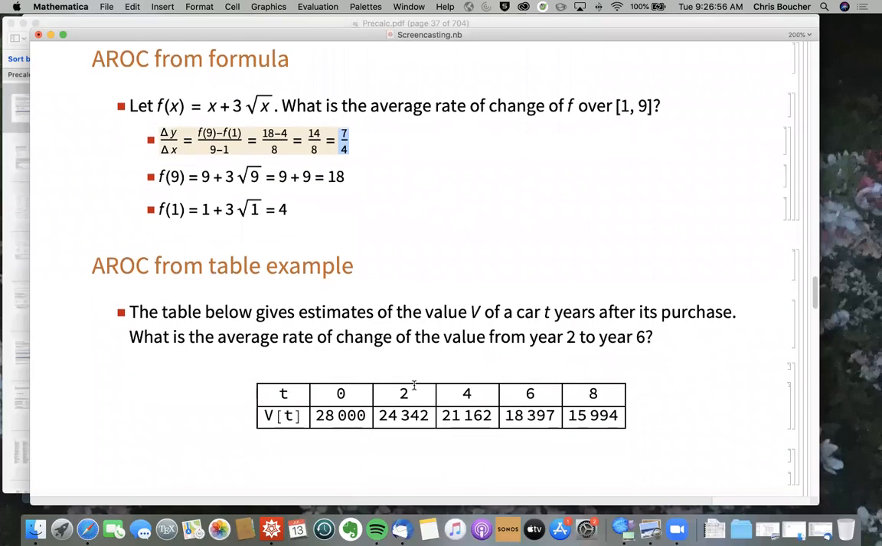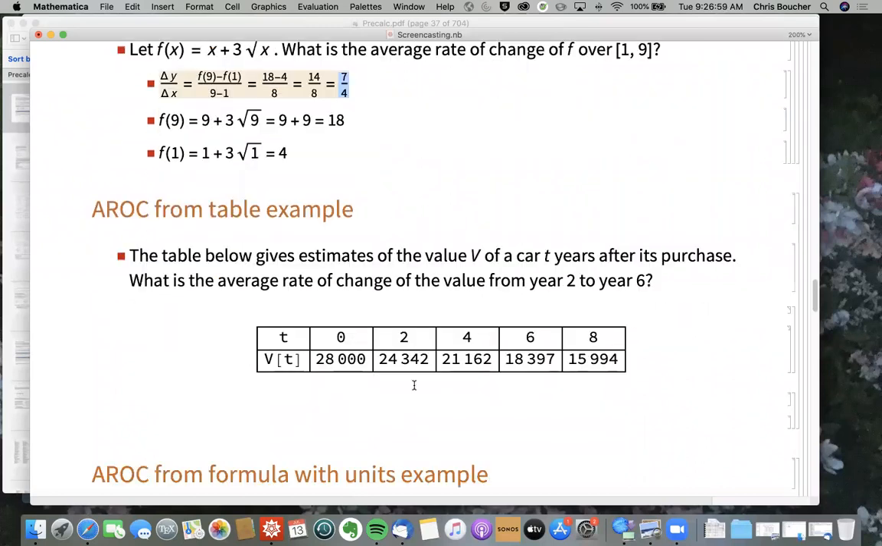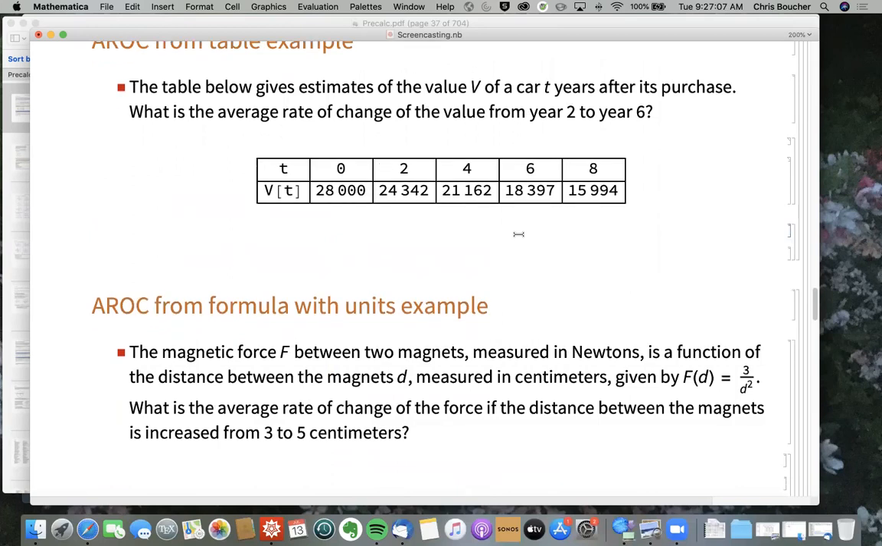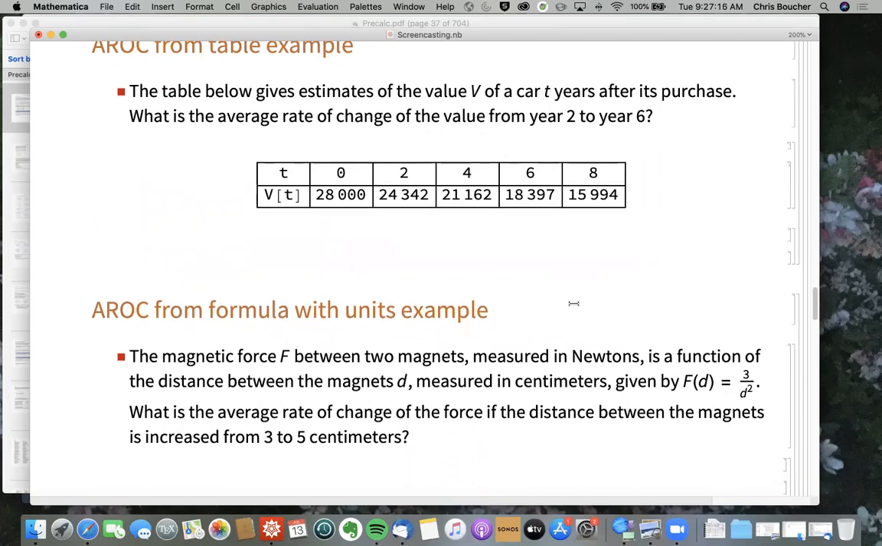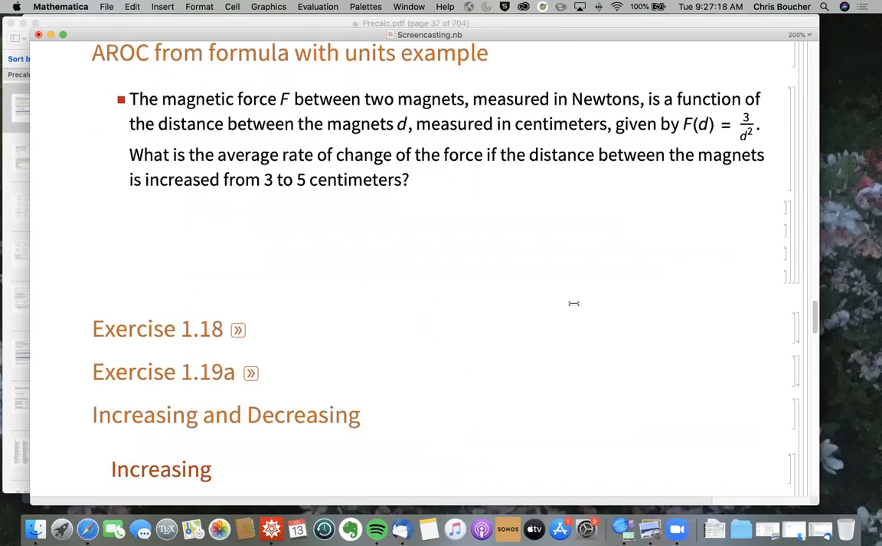Okay, so here's another average rate of change from table example. Again, I will open this up in the notes, but let's go ahead and move on since we have done a couple of these examples already. I'll open these up in the notes so that you can read them over, but we've talked about calculating average rate of change from a table and average rate of change from a formula already.